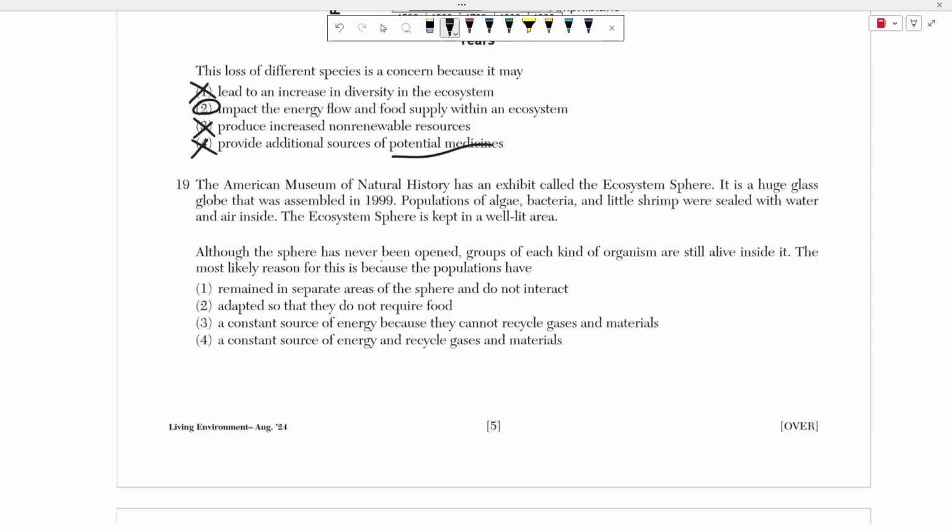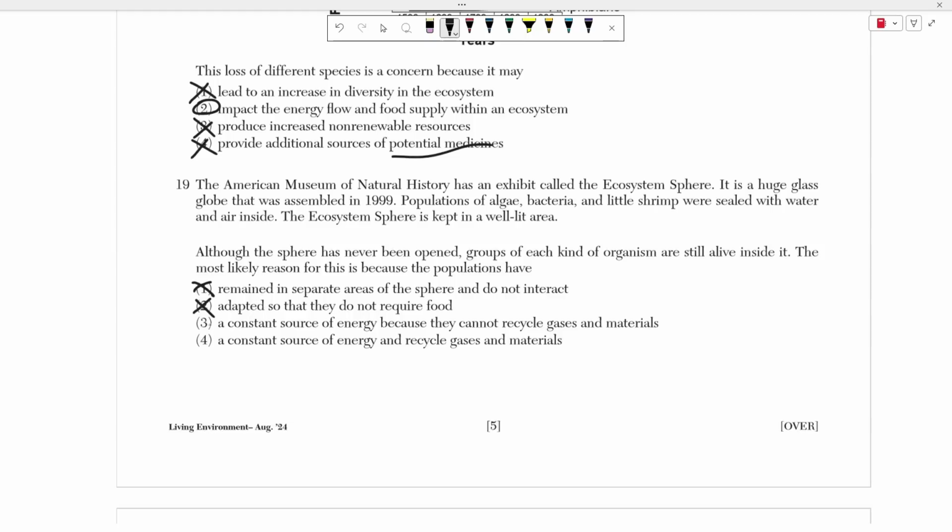Remained in separate areas of the spheres and do not interact. This is false because in an ecosystem, almost all of the organisms there have a role and interact with one another. 2. Adapted so that they do not require food. This is false. Every single type of organism requires some sort of energy and food. You cannot evolve to not require food.